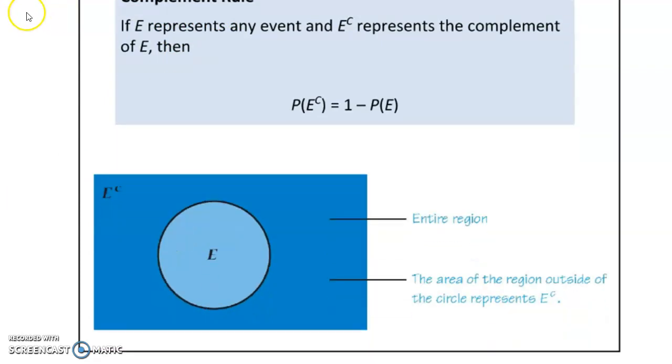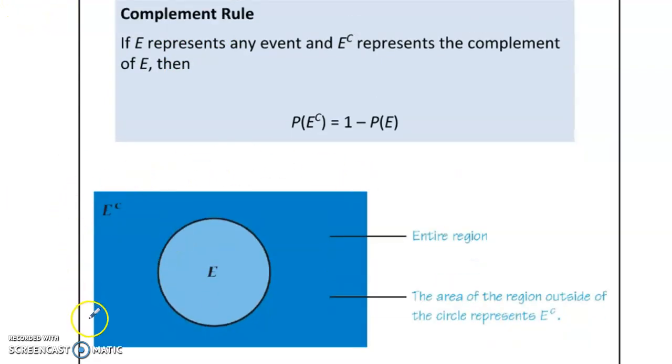Here's the complement rule in picture form. The entire region is this rectangle. This is the probability of everything that could possibly happen. The area of the region that's outside of the circle represents E^C, and this C, of course, stands for complement. That's the complement of the event E.